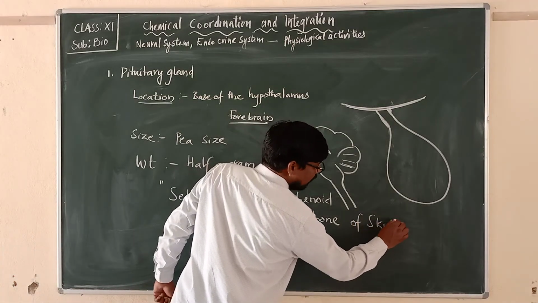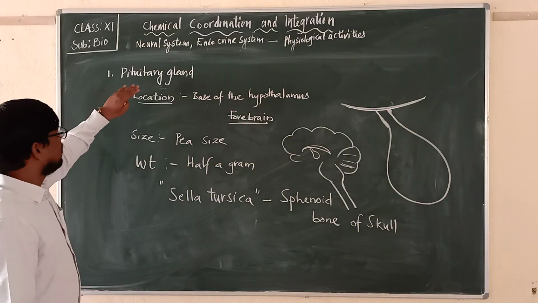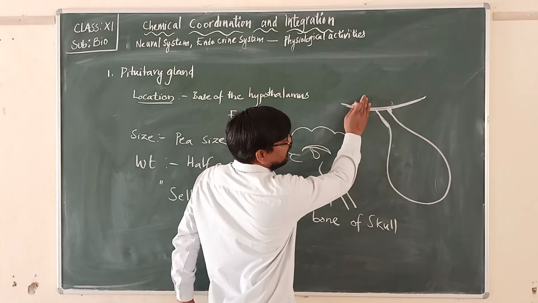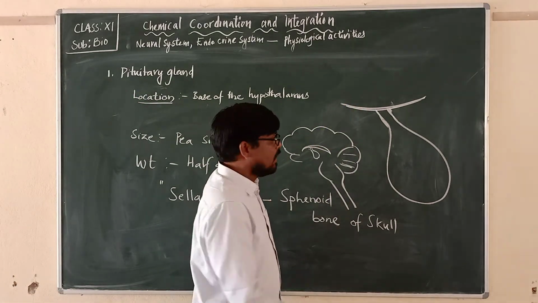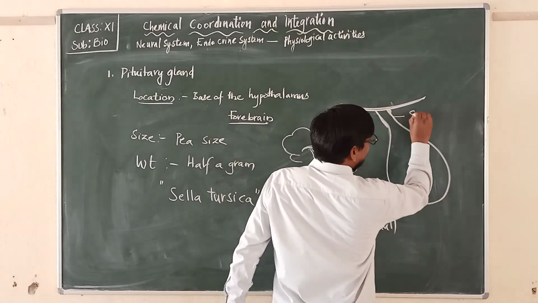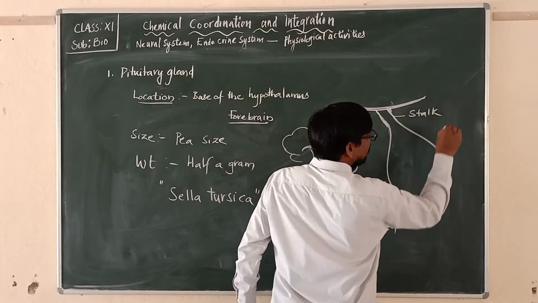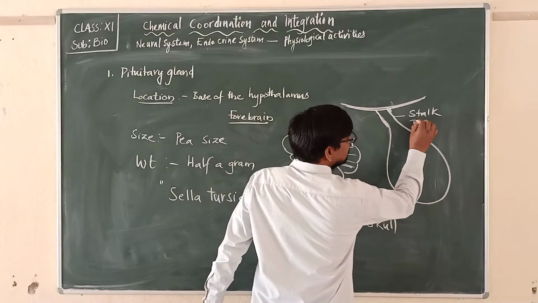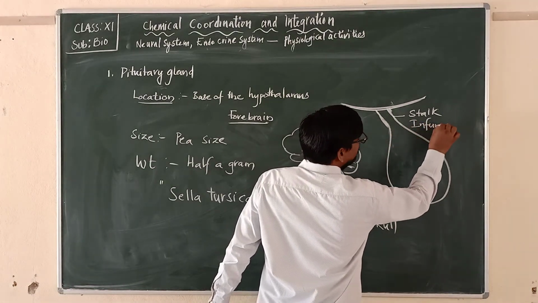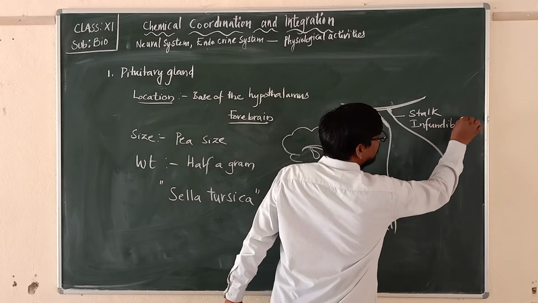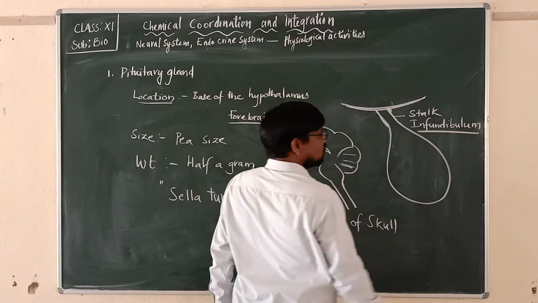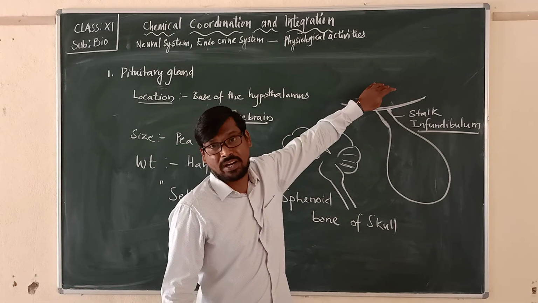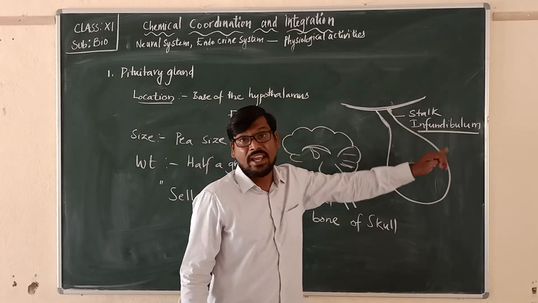Now, the pituitary gland is connected to the brain or the forebrain with a stalk-like structure. What is that stalk? The name given for this stalk is the infundibulum. So the stalk-like structure connecting the pituitary gland to the forebrain or the hypothalamus region is called the infundibulum.